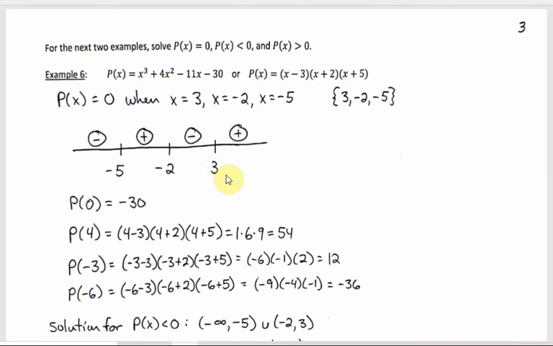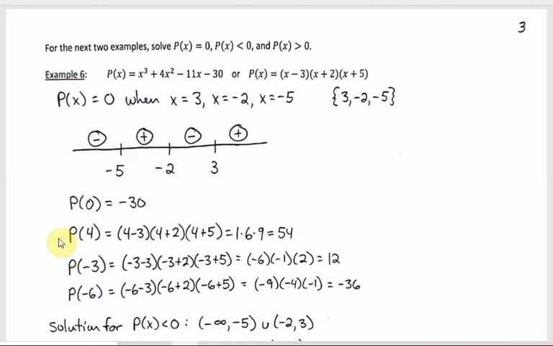Then for bigger than 3, I figured the simplest x value that I could pick would be 4. So I evaluated p when x is equal to 4, ultimately get 54. That's a positive number, so I got a plus out here. Then between negative 2 and negative 5, I picked negative 3. I guess you could also pick negative 4. It'd be about the same level of difficulty. But p of negative 3 is 12. That's positive, so I get a plus in there between the negative 5 and the negative 2.